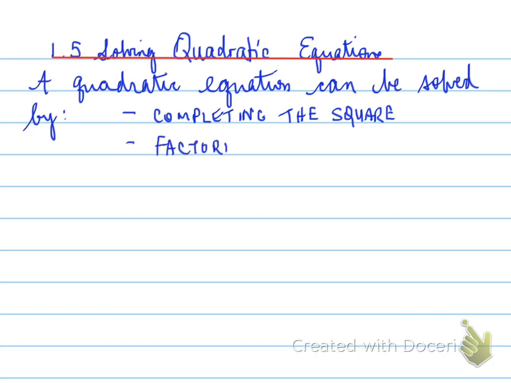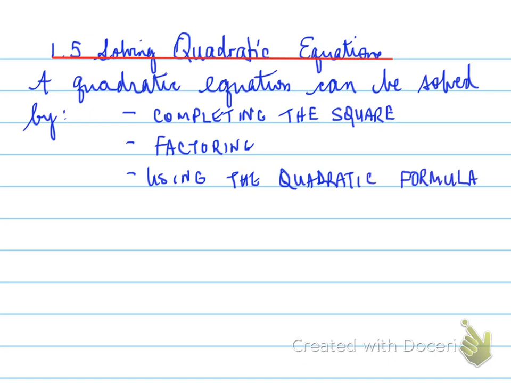Another way to solve a quadratic equation is by factoring. When you factor the expression, you then solve for x. You solve for when the brackets equal 0. Last but not least, you can use the quadratic formula to solve a quadratic equation to find the zeros. To solve a quadratic equation means to be able to find the zeros, the solutions, the x-intercepts.